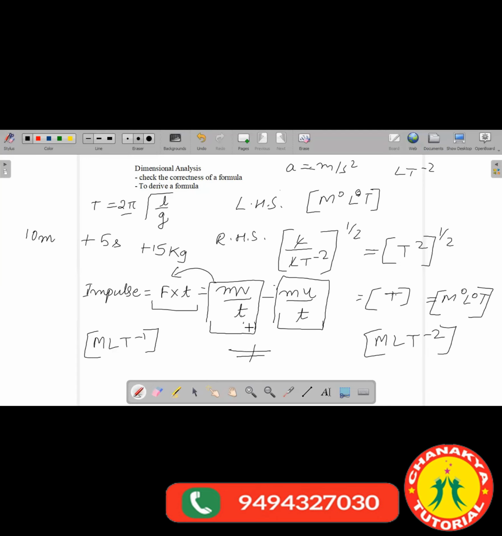So to find this out, let's check out this formula then. This one is incorrect. So can we tell for the impulse given by the formula force multiplied by time should be equal to mv minus mu. Now check, is the formula dimensionally correct? Check the correctness of the formula dimensionally.